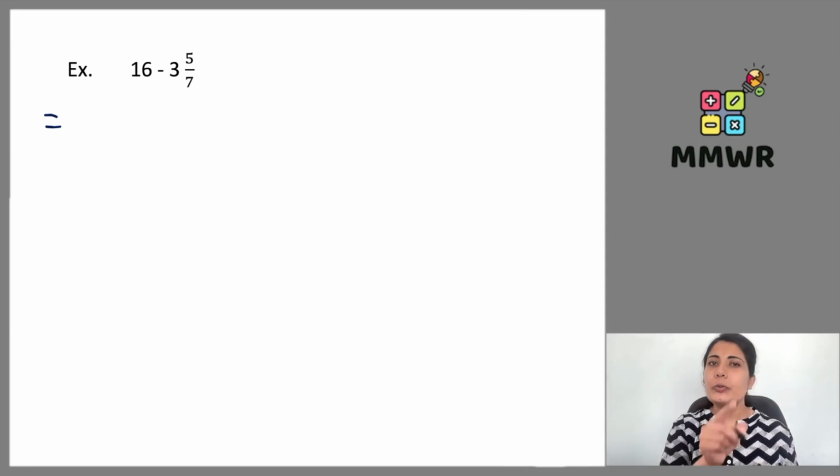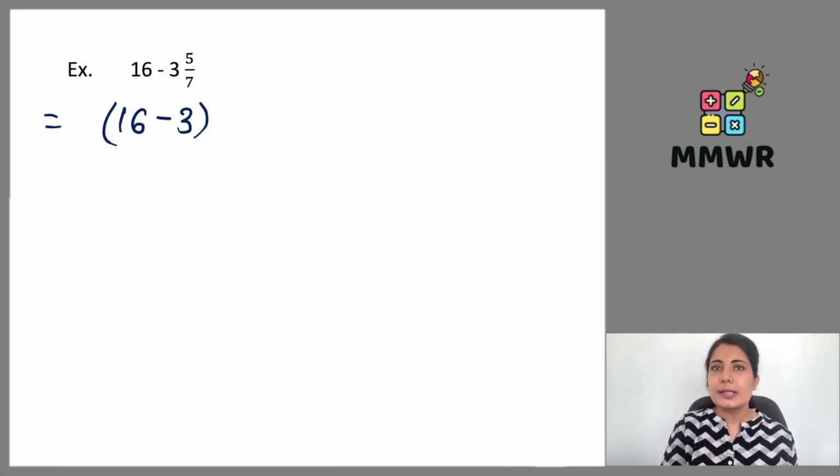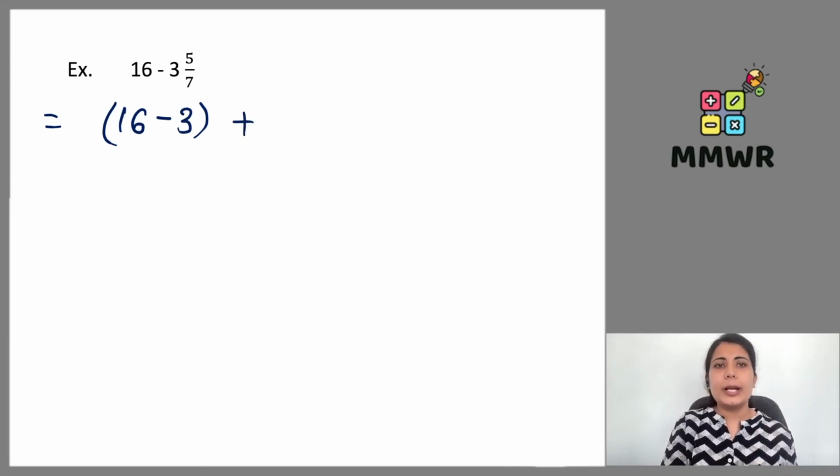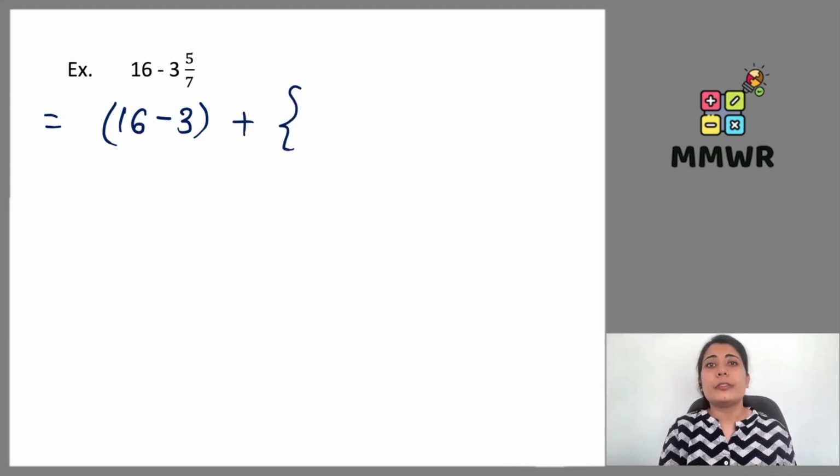Okay. Now how do we deal with this type of problem? This also looks so easy, but it's not that easy. Some points you have to keep in mind. While making the group of the whole part, I am getting the whole parts 16 and 3, 16 minus 3. But when I try to make the group of the fractional part, do I have anything in the fractional part of 16? Nothing is there.